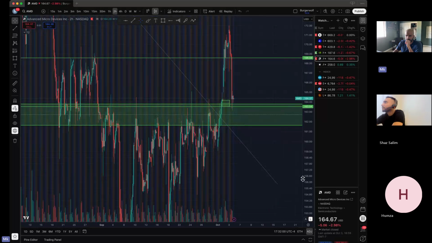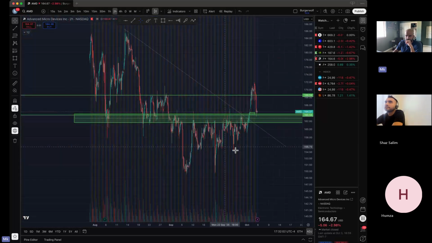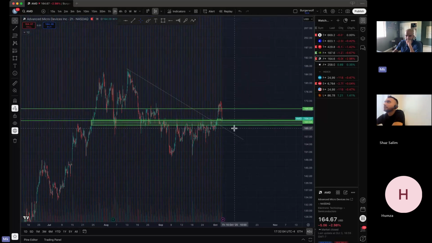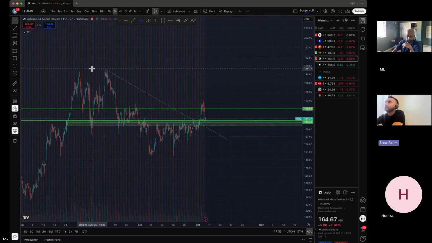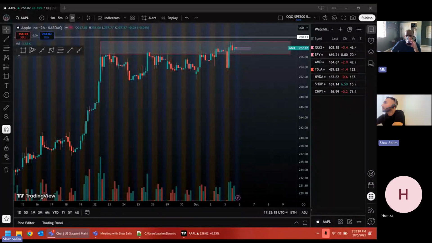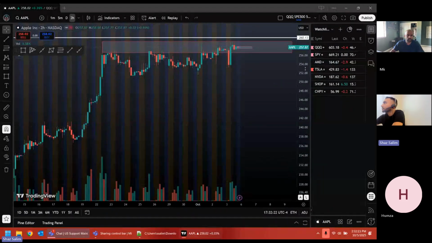AMD is looking nice for a swing also. I really like AMD. If it holds this level, 164 down to 161, we could see 187. Let me share my screen real quick. All right, let me know if you can see. Yeah, I can see.